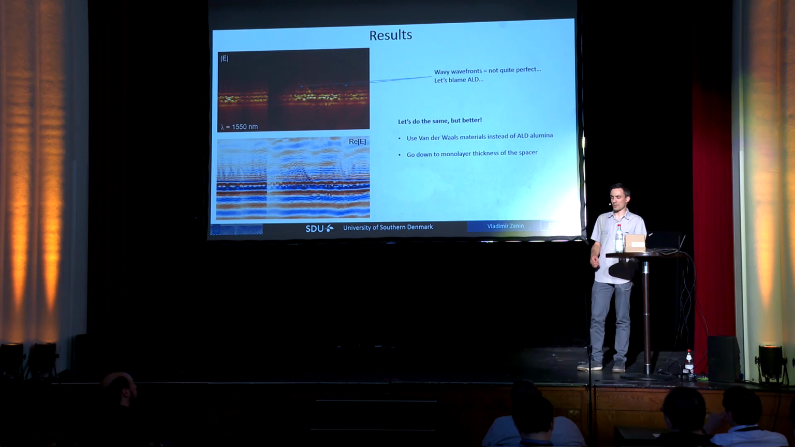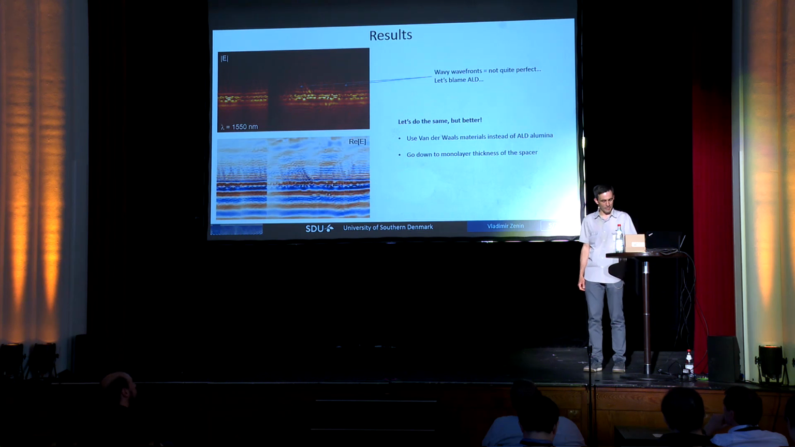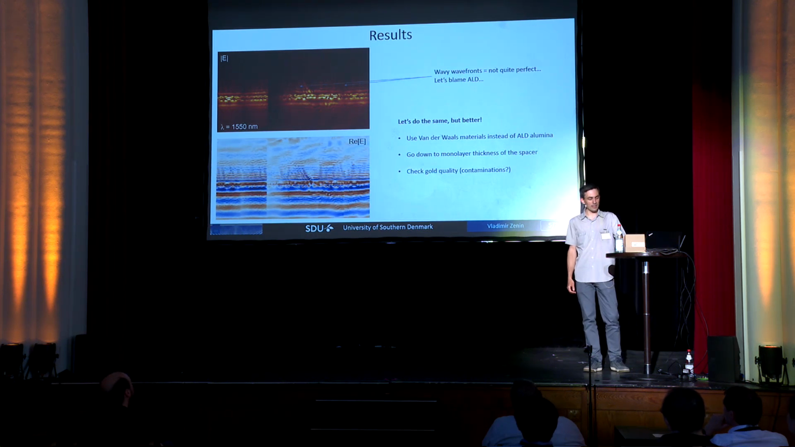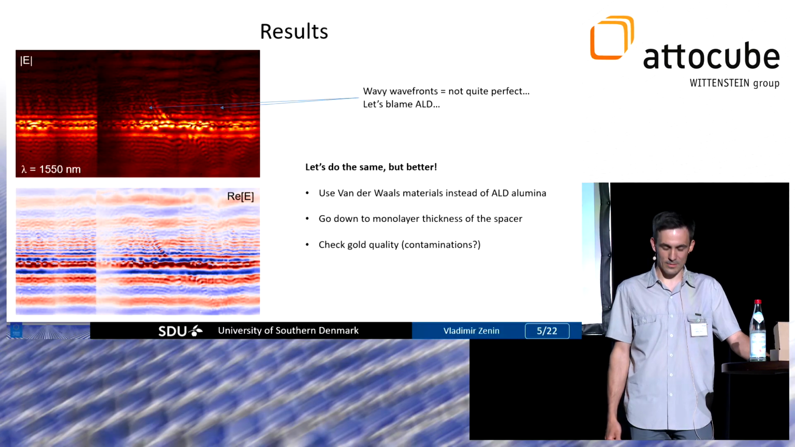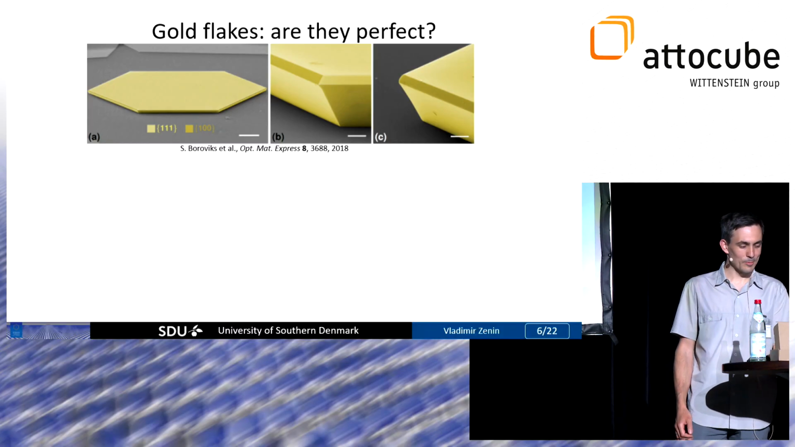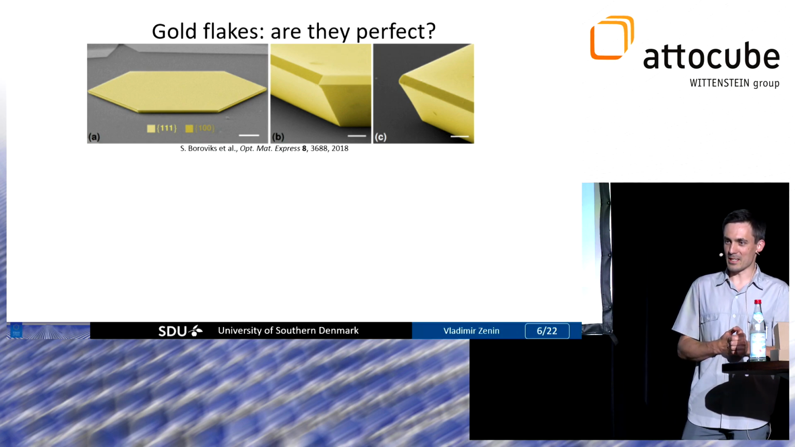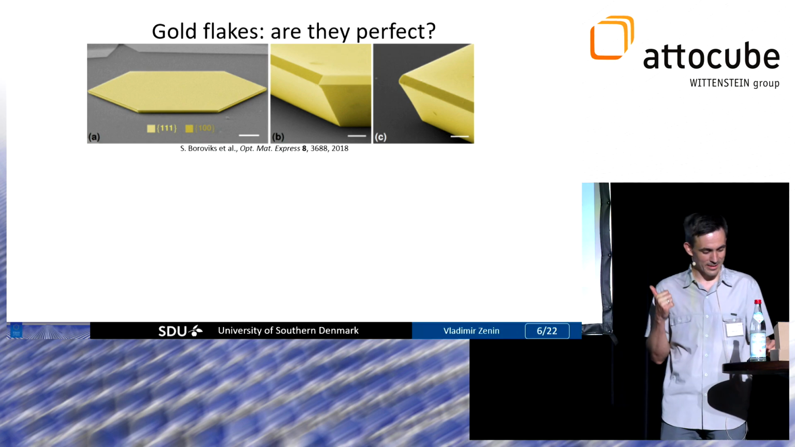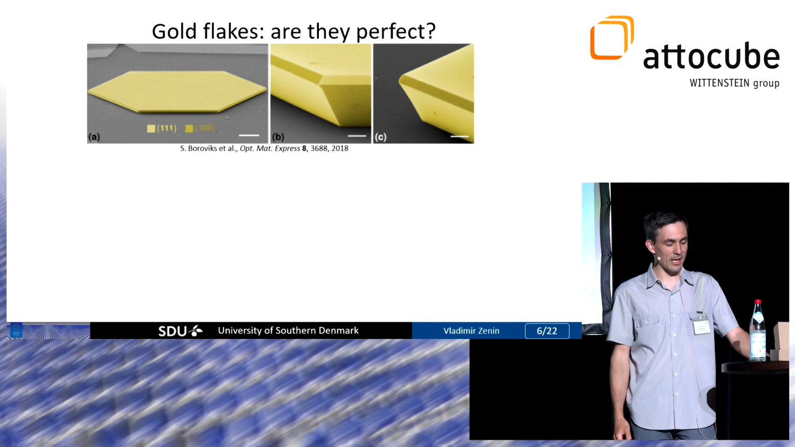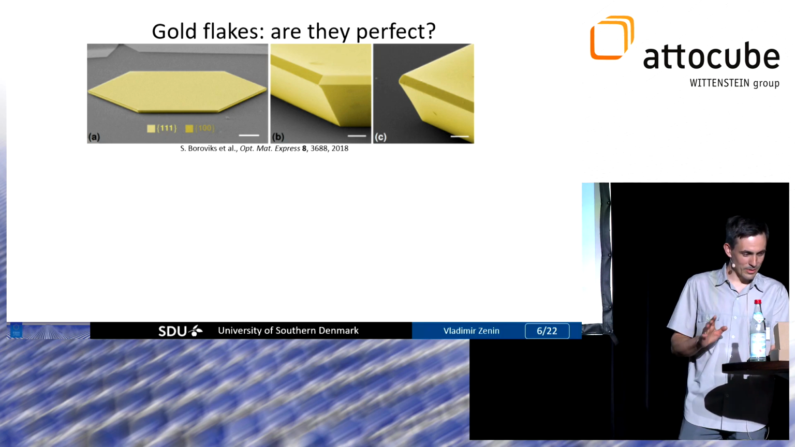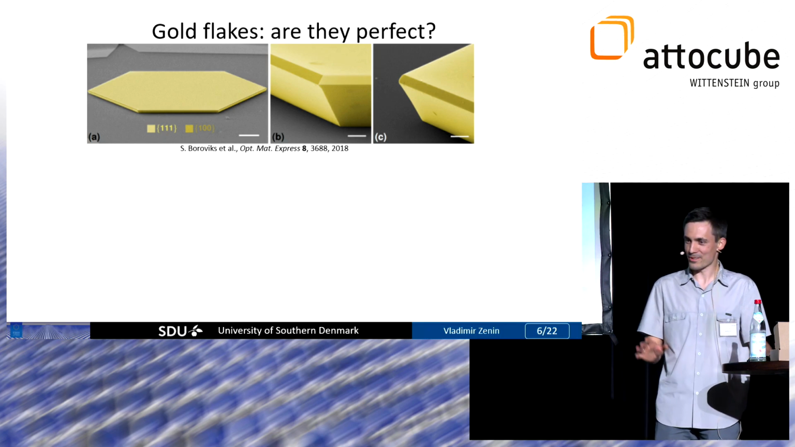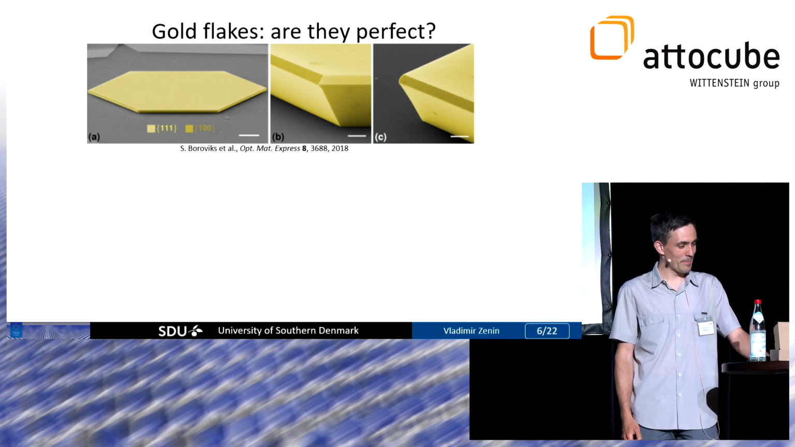And then these non-local corrections would be even stronger. And then finally, we also realized that we should check the quality of the gold and contamination. So gold flakes, are they really perfect? If you look at the ACM image, they look really nice. That's ACM, artificially colored, of course. Electron microscope does not give you the color on its own, but they look nice, flat, and almost shiny flakes.